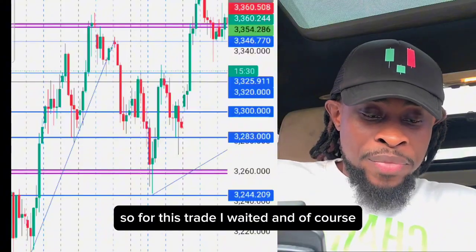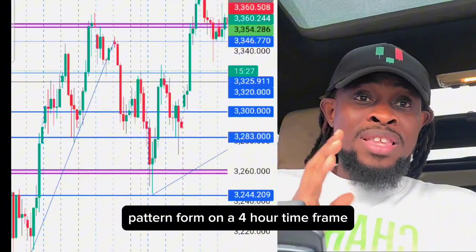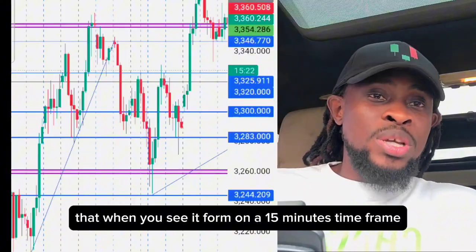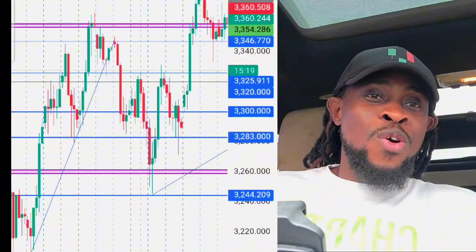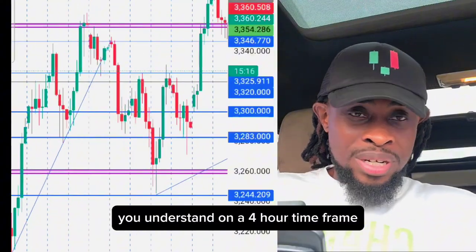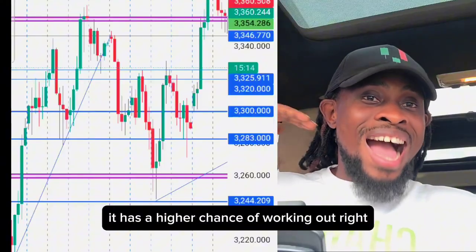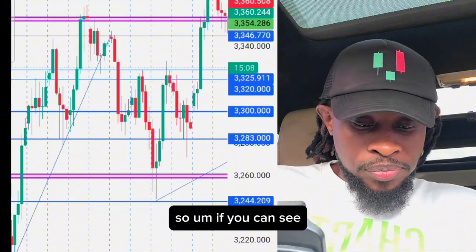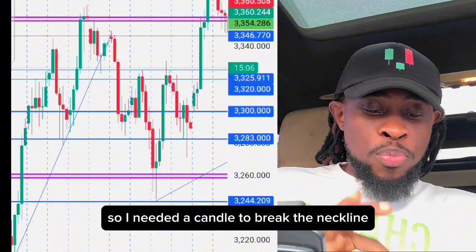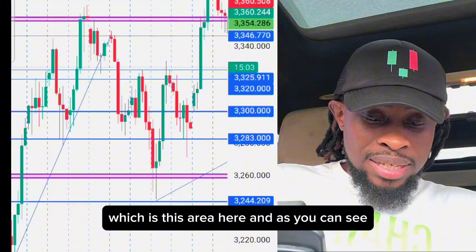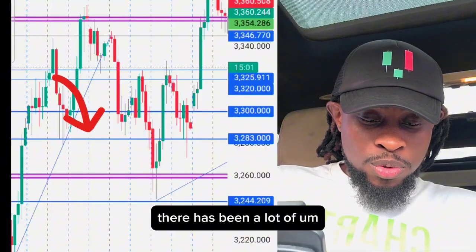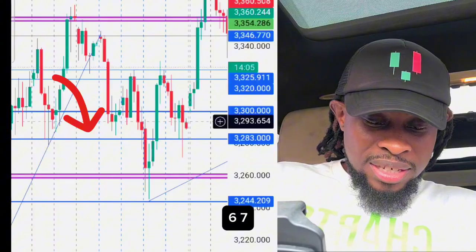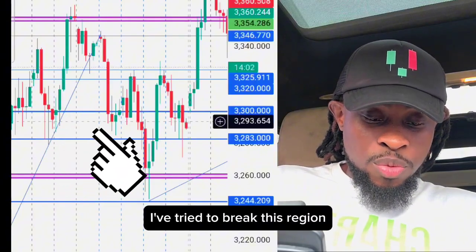For this trade, I waited, and of course the good thing is when you see a chart pattern form on a 4-hour time frame, it has a higher chance of working out than when you see it form on a 15 minutes or a 5 minutes time frame. You understand? So I needed the candle to break the neckline, which is this area here. As you can see, about 7 different candles have tried to break this region, but it didn't break it.